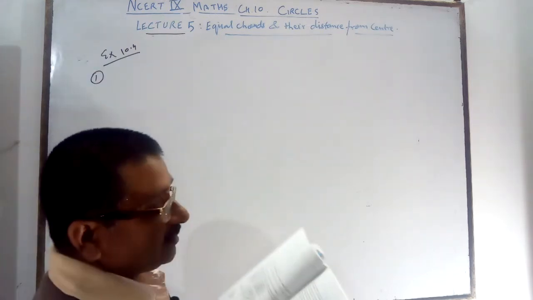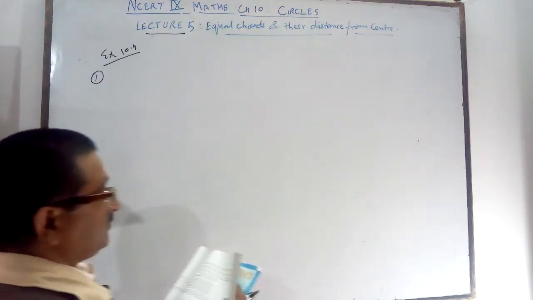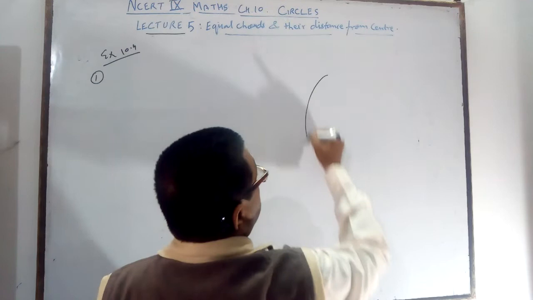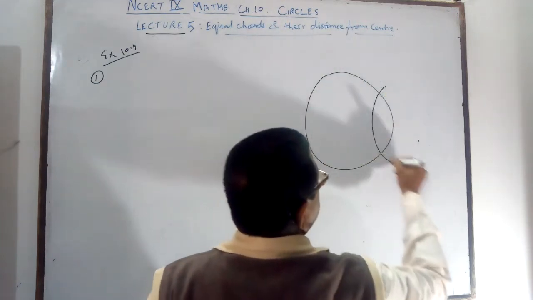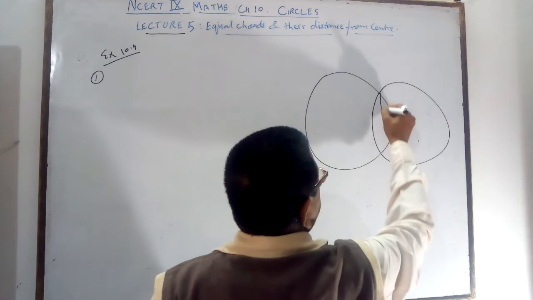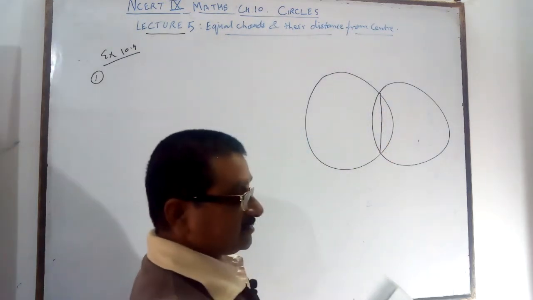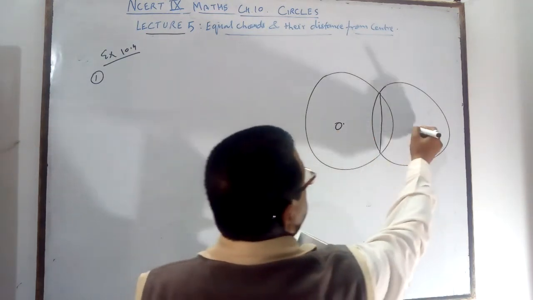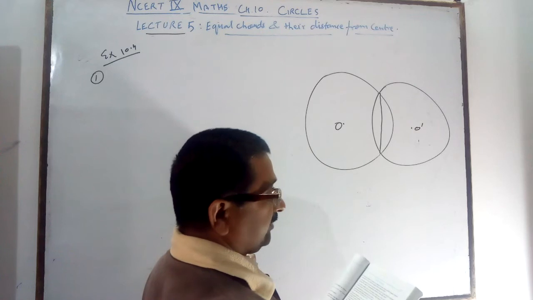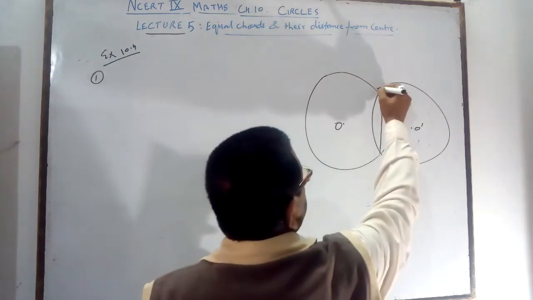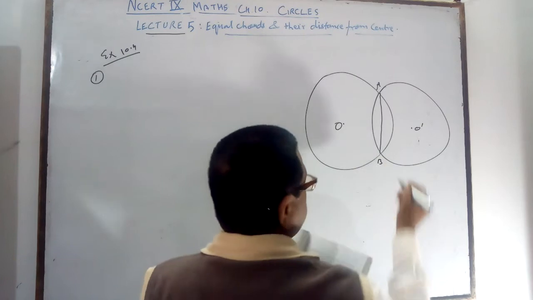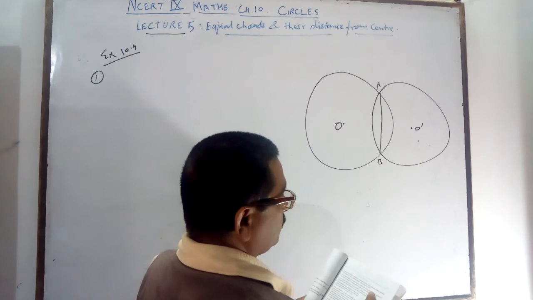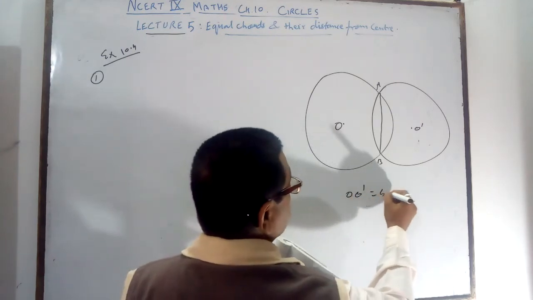What is given? Two circles of radius 5 cm and 3 cm intersect at two distinct points A and B. The distance between their centers, OO dash, is given as 4 cm.